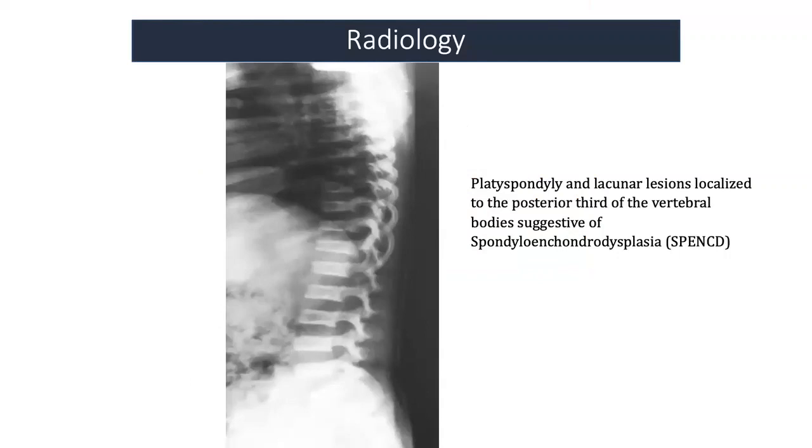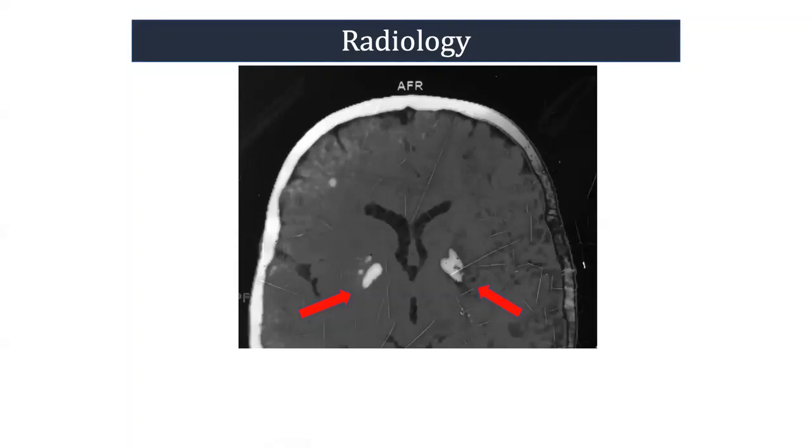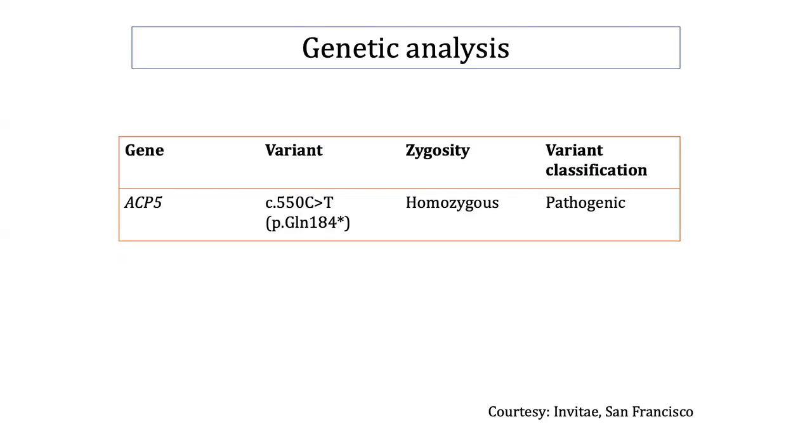In view of the systemic illness and fever, hepatosplenomegaly, joint pains, and evidence of lupus nephritis, a possibility of monogenic lupus was kept in this child, and a workup was done. So in the X-ray spine, the child had platyspondyly and lacunar lesions localized to the posterior third of vertebra, suggestive of SPENCD, that is spondyloenchondrodysplasia. And NCCT showed bilateral basal ganglia calcification. We went ahead with the genetic analysis, and her genetic analysis showed homozygous pathogenic mutation in the ACP5 gene.